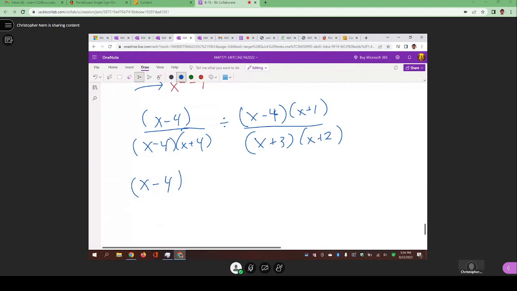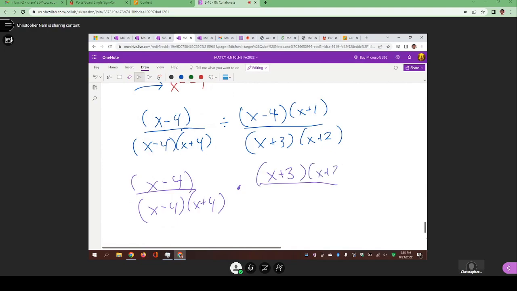Rewrite the problem now in a different color, actually. I would like it if it was a different color. (x minus 4) over (x minus 4)(x plus 4). And I'm just going to put parentheses on everything so I can see it's a giant object. And I'm turning division into multiplication. But if I do that, I have to multiply by its inverse or reciprocal. So it's going to be (x plus 3)(x plus 2)(x minus 4)(x plus 1).